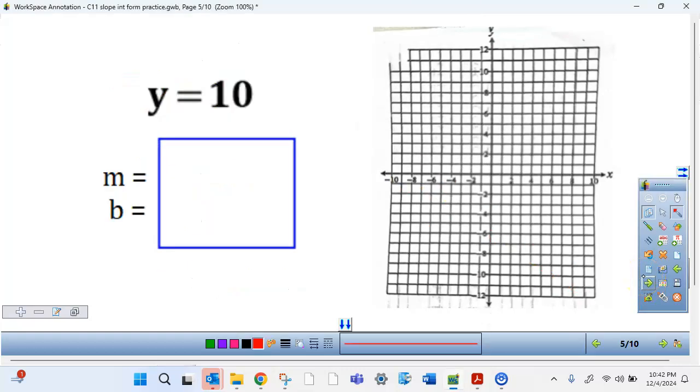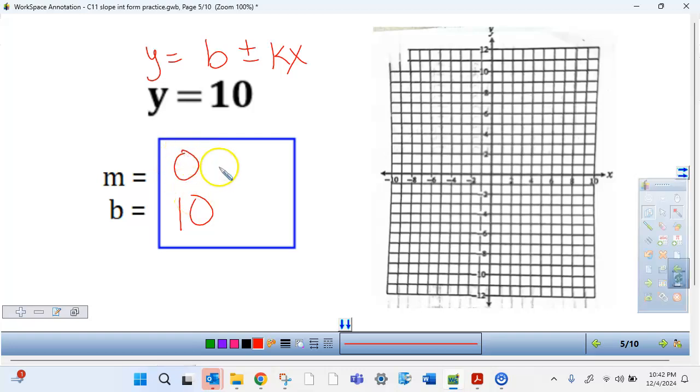Fourth one, above this, write your formula. Y equals b plus or minus kx. The b is 10. The kx doesn't show up because it is 0 per x. This equation on your graph, your last graph, on the y-axis, you're going to begin at 10.